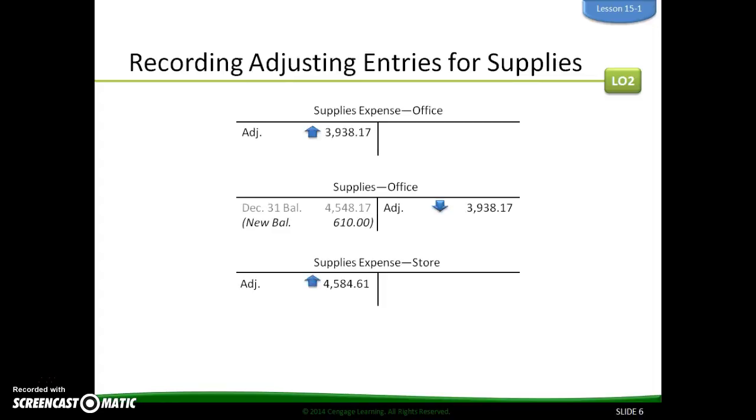All right, so you can see that we're going to be looking at the supplies expense for our office, our supplies, and then our supplies expense for the store.